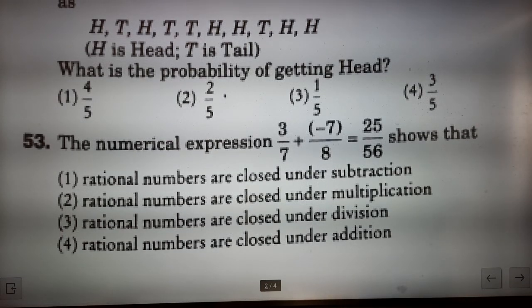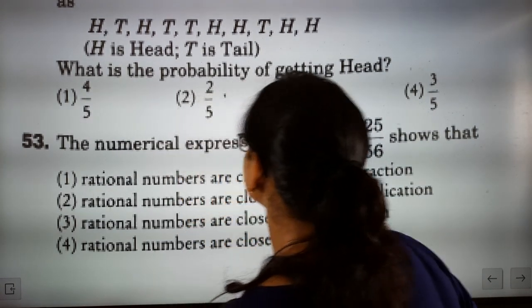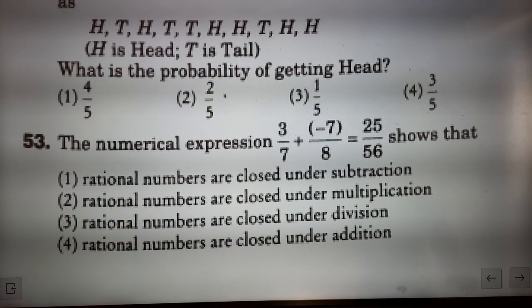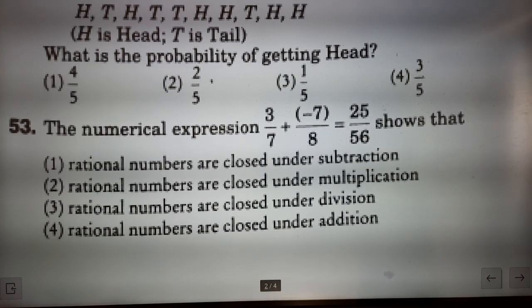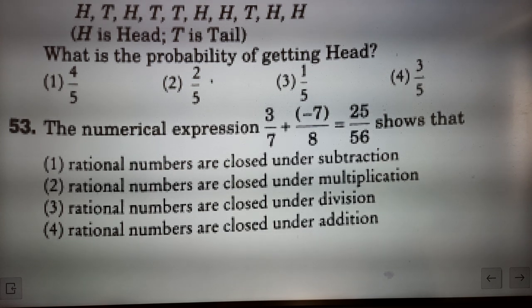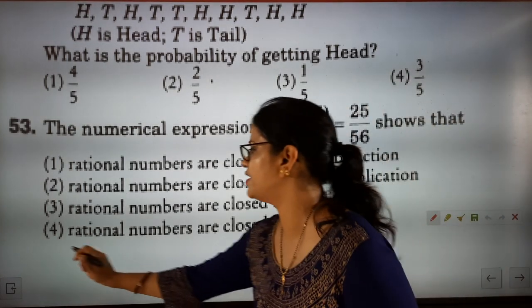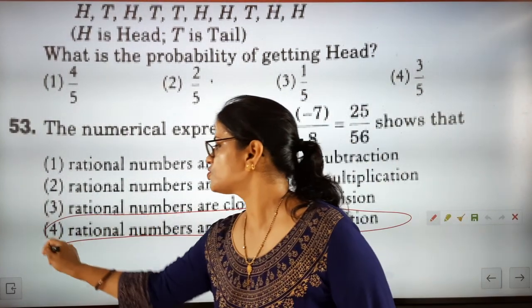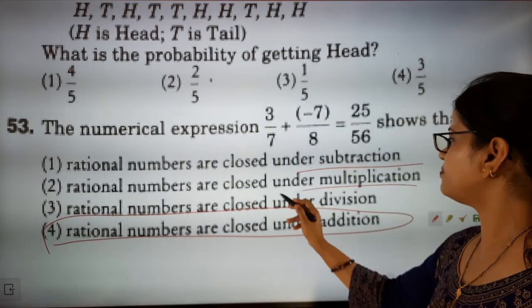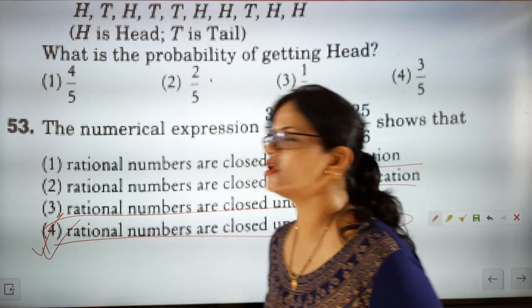Now what is the 53rd question? In the 53rd question they are telling that a rational number is expressed as 3 by 7. Now look here, 3 by 7 plus minus 7 by 8 equal to 25 by 56 shows that rational numbers are closed under subtraction, multiplication, division, or addition. The best part is rational numbers are closed under addition only. Always remember this part.